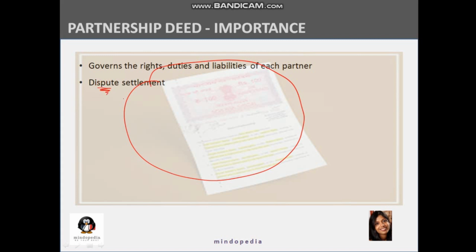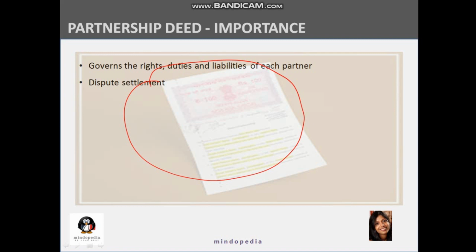Why dispute settlement? Suppose Joy says, I am working extra, I need 10,000 as salary. Sorrow says, sorry, we are running into losses, I can't afford to pay you that. And how will you resolve this dispute? We'll have to go back and see what is mentioned in the partnership deed. अगर partnership deed कहती है कि partner को मिलेगा, then they will get it, otherwise no.